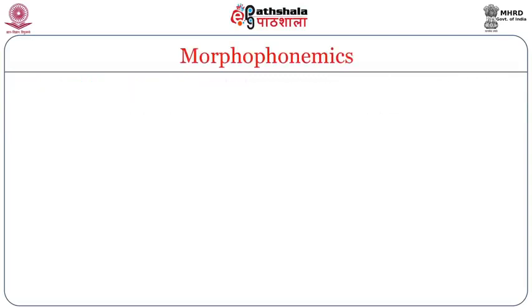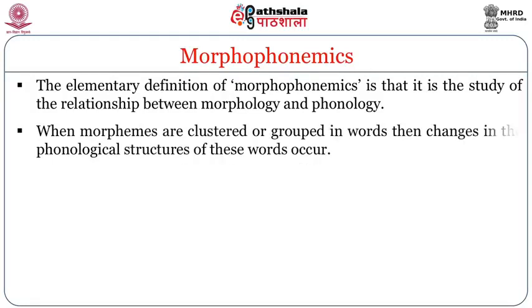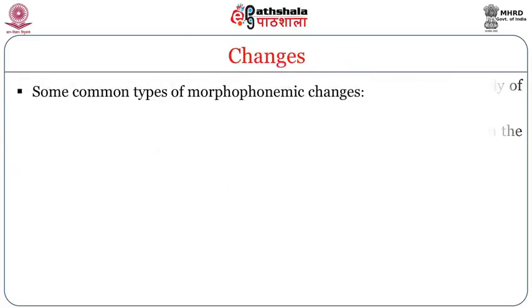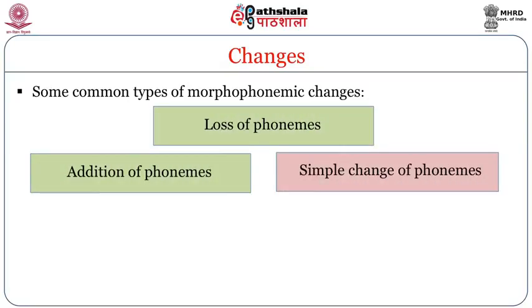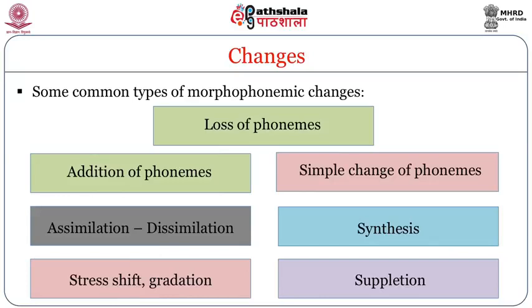Now let us also discuss morphophonemics briefly. The elementary definition of morphophonemics is that it is the study of the relationship between morphology and phonology. When morphemes are clustered or grouped in words, changes in the phonological structure of these words occur. Such changes are called morphophonemic changes. Now, what are these changes? Some common types of morphophonemic changes are loss of phonemes, addition of phonemes, simple change of phonemes, assimilation and dissimilation, synthesis, stress shift and gradation, and suppletion.